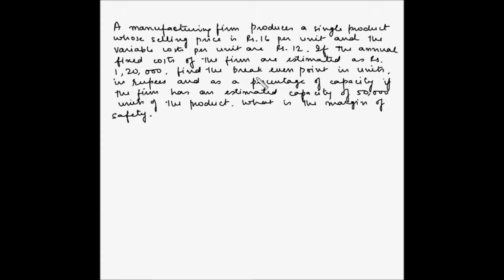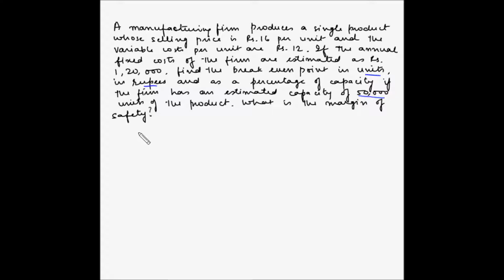And we have to find out the break-even point in terms of units, then in terms of rupees, and also as a percentage of capacity. And we have also been given that the total capacity of this firm is 50,000 units per annum. Also, we have to find out the margin of safety. This should be a question mark here. So lots of things to be found out. Let's first find out the break-even point in terms of units.